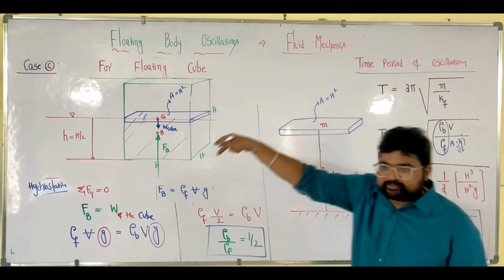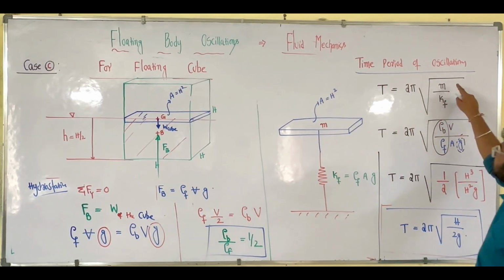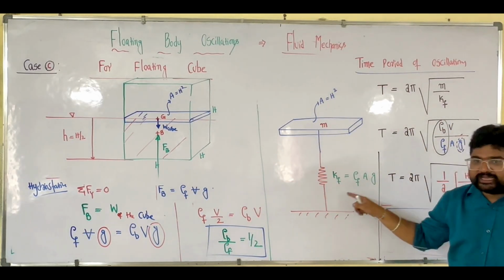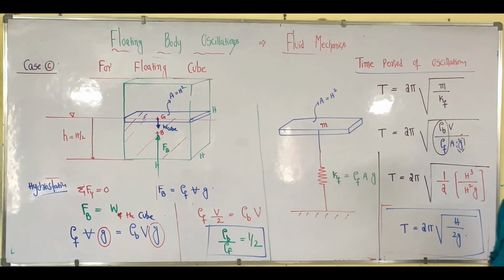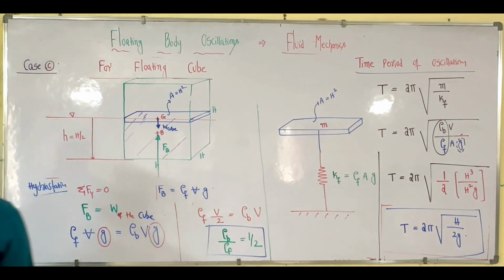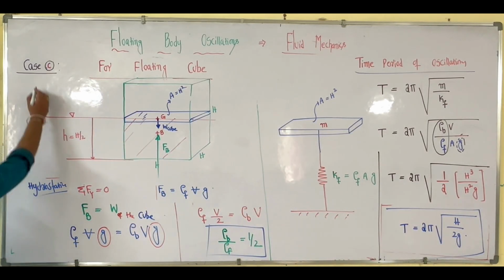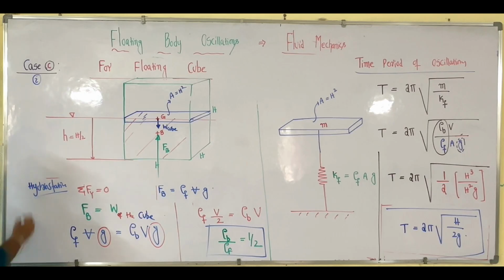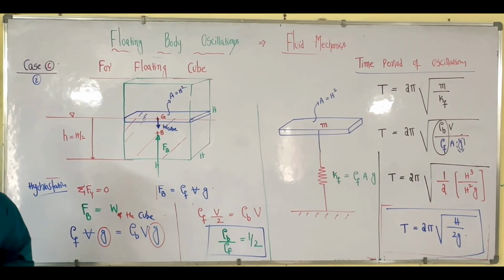m is the mass of the cube. Density of the fluid into A into g. Finally, H by 2g. In this case 1, we can write this.